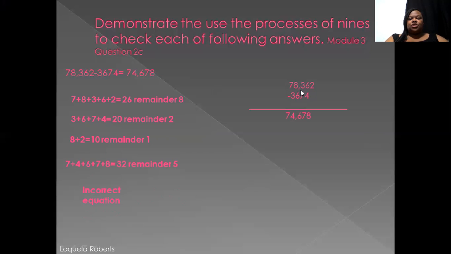So 78,362 minus 3,674 does give us 74,678. So it's correct.